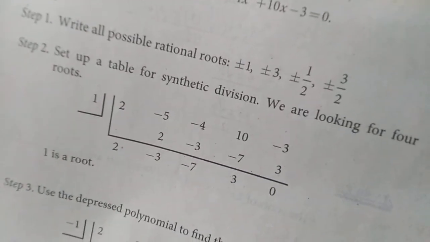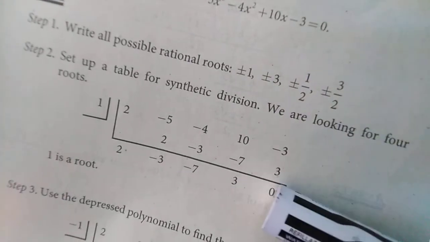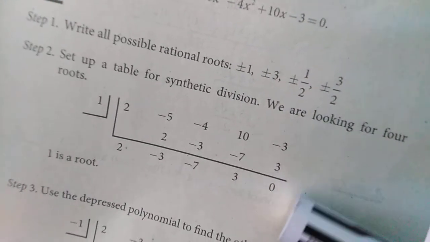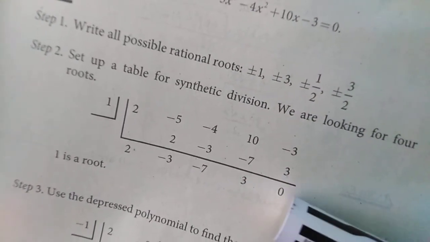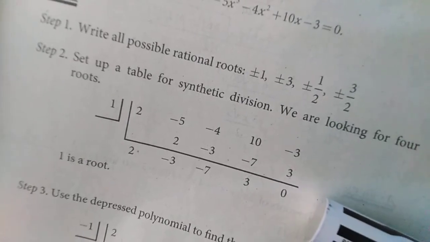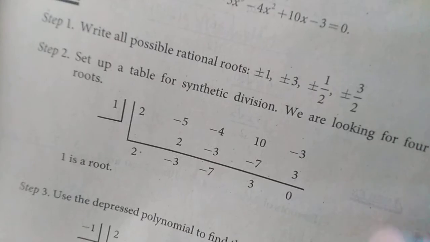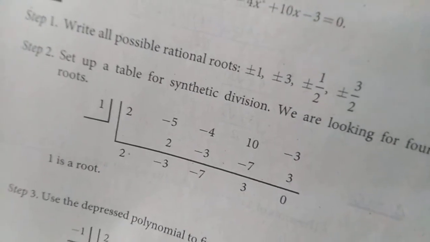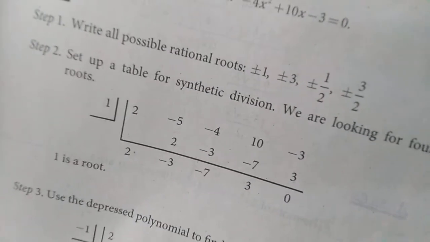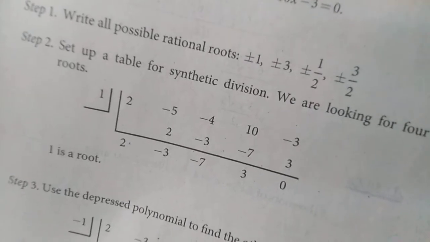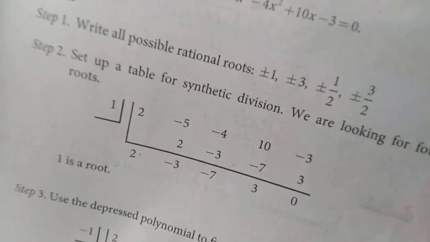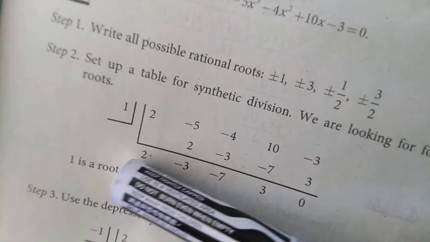So the remainder is 0. The last number is the remainder. Therefore, the remainder is 0. That's why 1 is a root. Then we use the depressed polynomial. What is the depressed polynomial? It is the quotient here.